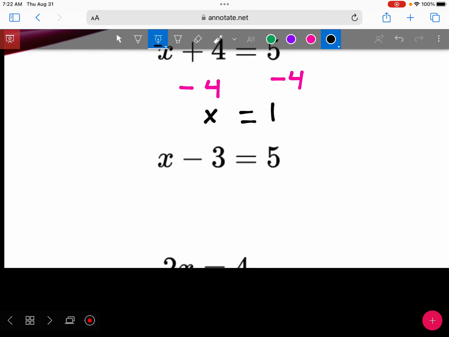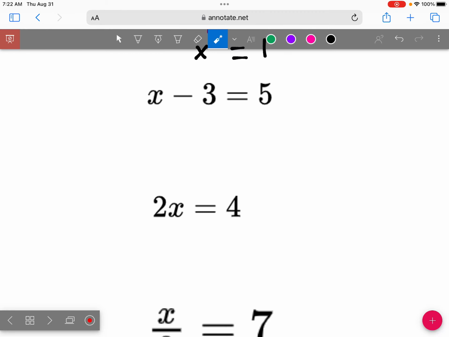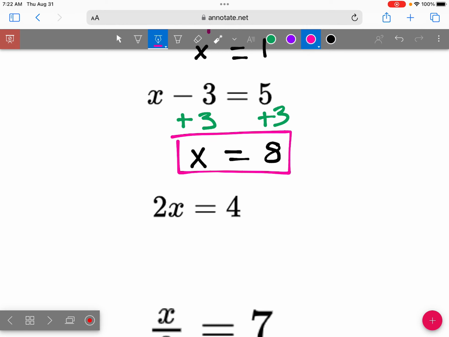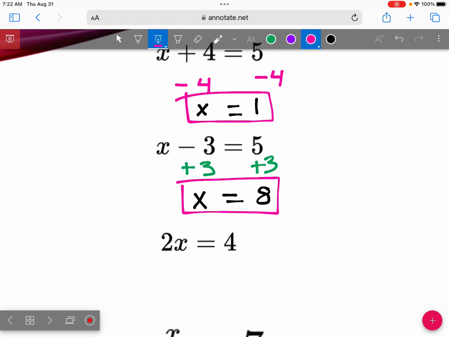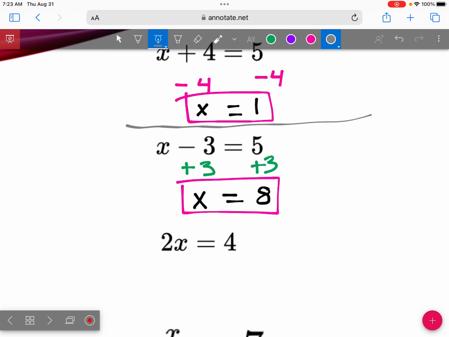So let's look at x minus 3 equals 5. What can I do here? Add 3. Good job. Okay, hopefully this is a little familiar. So we get that x equals 8. 5 plus 3 is 8. And this is our solution. On the first one, this was our solution. I'm just going to mark it, just so we can tell which things go where.